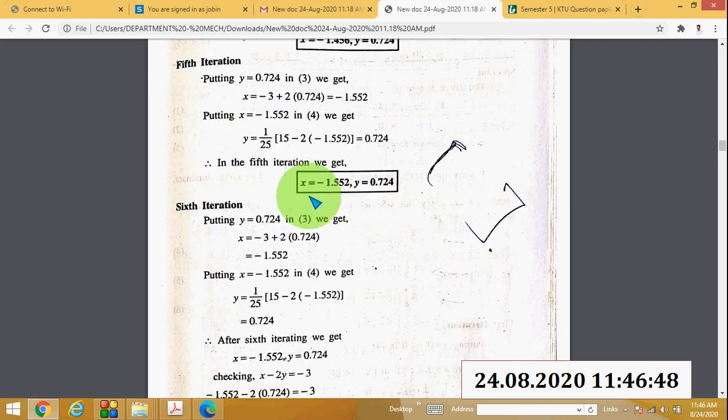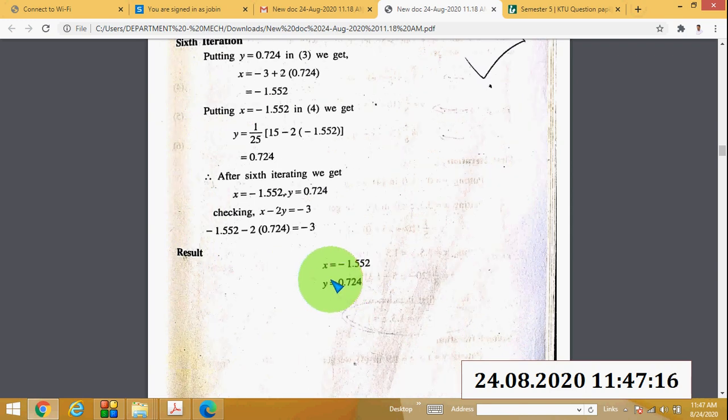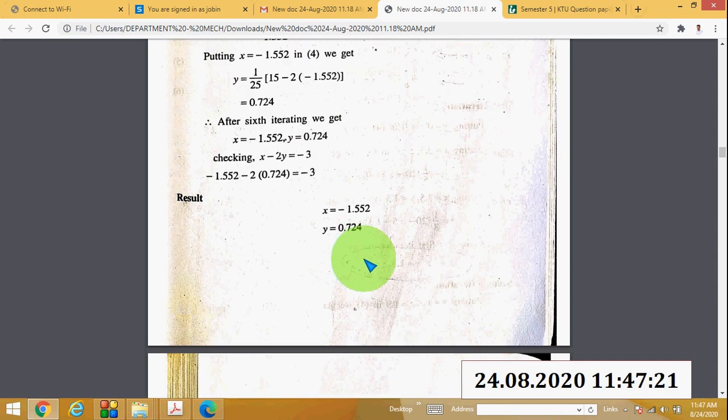Check the fifth iteration: what is the value of x? x equals minus 1.552, and after the sixth iteration x equals minus 1.552. After the fifth iteration the y value is 0.724, and after the sixth iteration the y value is 0.724. So you can stop after this sixth iteration. The fifth and sixth iteration values are the same, so you have to stop. Finally the value of x equals minus 1.552 and y equals 0.724. These are the steps involved in the Gauss-Seidel method to find the values.